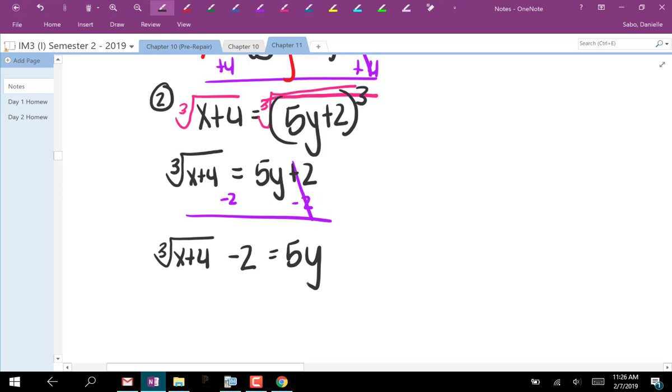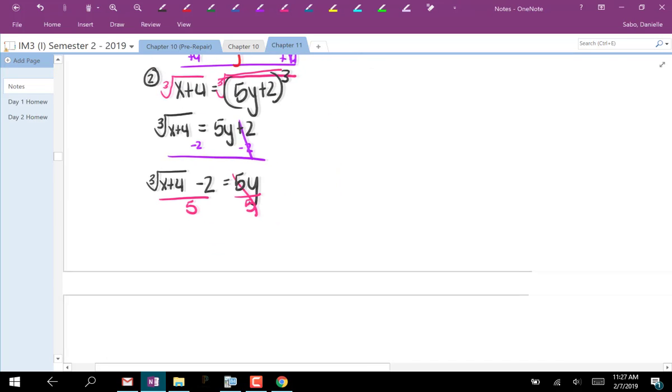Now, what would you do next? Because again, you want y alone. Divide by 5. Don't really ever think about what's on the left side. Who cares what's on the left side? It's just how do I get everything from the right side to the left is really what you're doing. So I'm dividing by 5, and we're going to be done. It looks weird, but that technically is your answer.